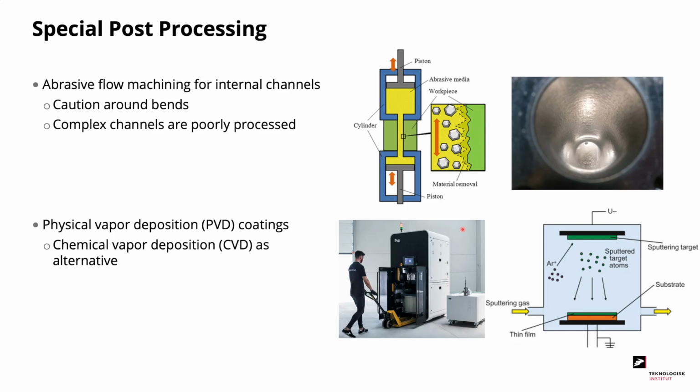Another possibility is physical vapor deposition coatings. This functions by bombarding a sputtering target with argon atoms. The bombardment releases sputtered target atoms on top of your substrate, and that creates a thin film on the top of your part. An almost identical process is chemical vapor deposition, and that can be used as an alternative.